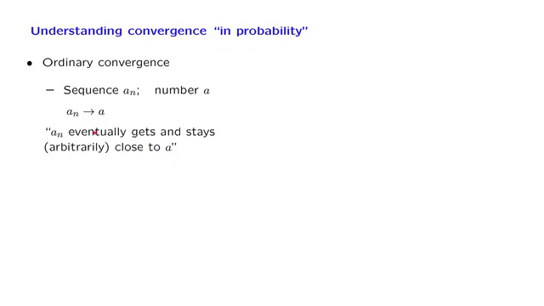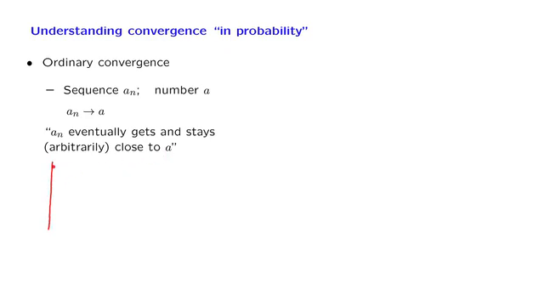Let us now try to understand a little better what convergence in probability really amounts to, and we will do that by making a comparison with the ordinary notion of convergence of real numbers. When we're dealing with convergence of numbers, we start with a sequence of numbers, and we are interested in the statement that this sequence converges to a certain limit. What does that mean? What we mean is that the elements of the sequence eventually, that is when n is large enough, will get and stay arbitrarily close to this particular number a, which is the limit.